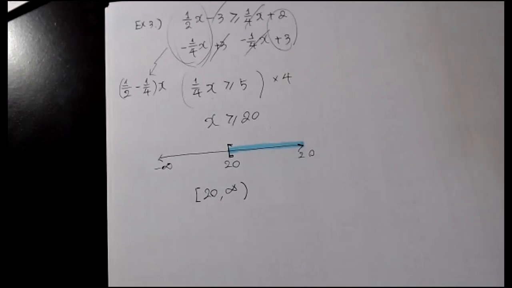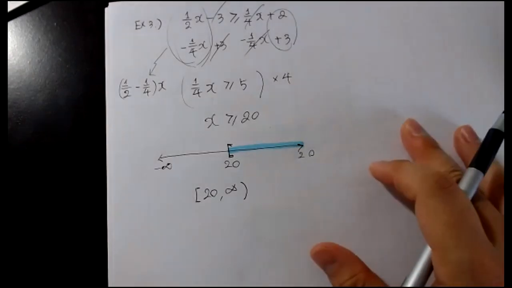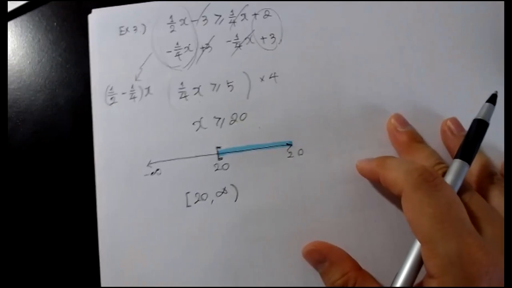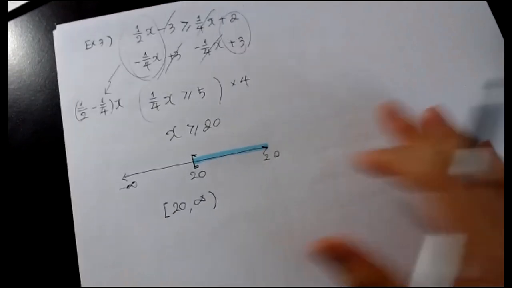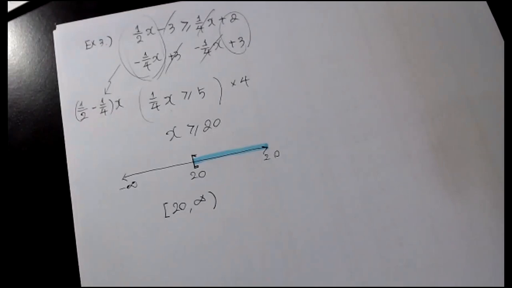Compound inequality, okay. From here you have to listen carefully. Compound inequality is the main part of this section 1.7. Maybe it's a little bit hard to understand.